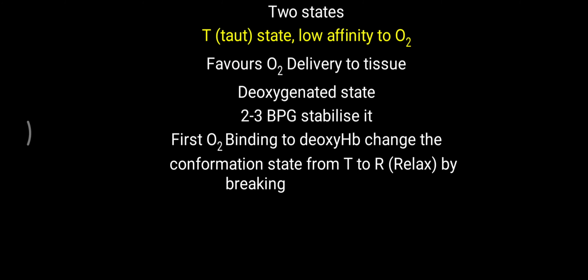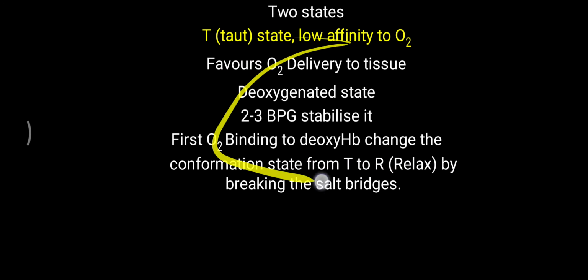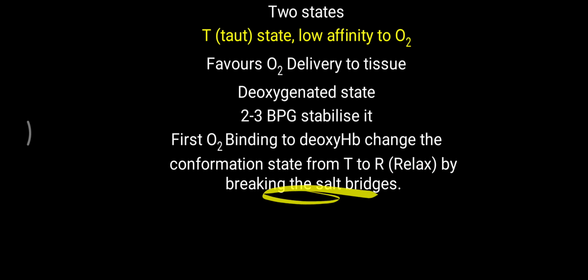Now over that T state, the first oxygen will bind, and so that deoxyhemoglobin will convert into the R form, and that R form is called the relaxed state of hemoglobin. This R state is produced with the help of breaking of the salt bridges, and these salt bridges are between the different globin chains. There are 2 alpha and 2 beta chains in adult hemoglobin, and these alpha and beta chains make salt bridges, and those will be broken by attachment of oxygen.